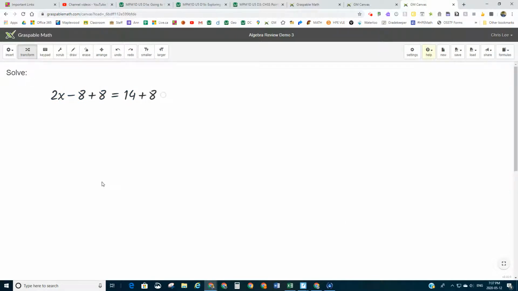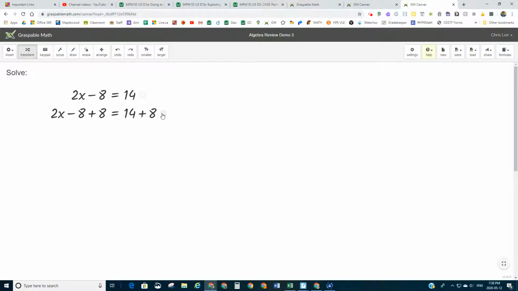Now you'll notice in Graspable Math, it adds the 8s in the same line as that. When we did these in class, I like to have the 8 underneath to have it eliminate that way. But this is equally good. All right, so let's actually do the operation now.